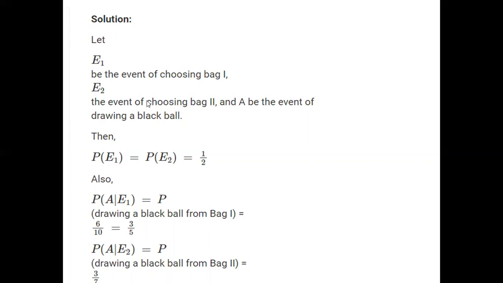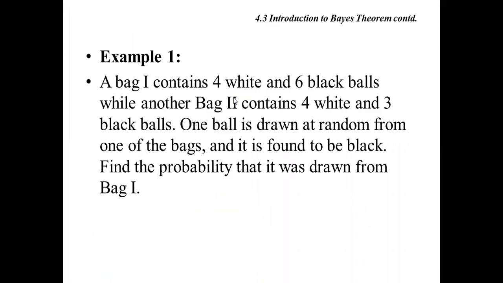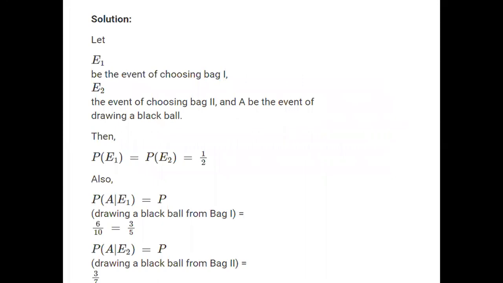Having either of the bags has half probability, as there are two bags. Then we want to calculate, if we are talking about this event, what is the probability that we might get a black ball? As in bag 1, there are a total of 6 black and 4 white balls, so in total there are 10 balls. Because of which this probability will be 6 by 10.